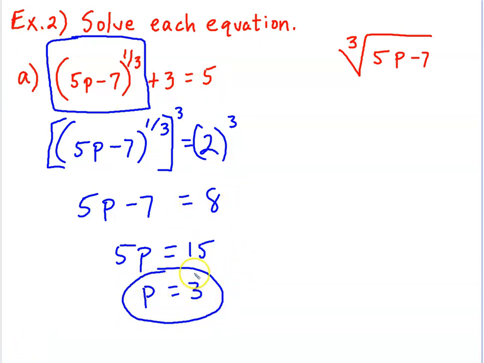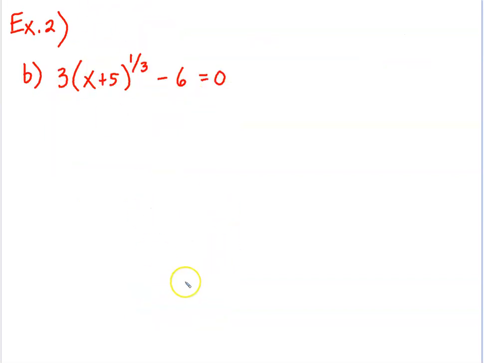Okay, so the answer here again is 3. 15 minus 7 is 8. The cube root of 8 is 2. 2 plus 3 is 5. So we're good there. Okay, so once again, this would be considered the radical, even though it's written as a fraction exponent. That's the same way as writing a radical.